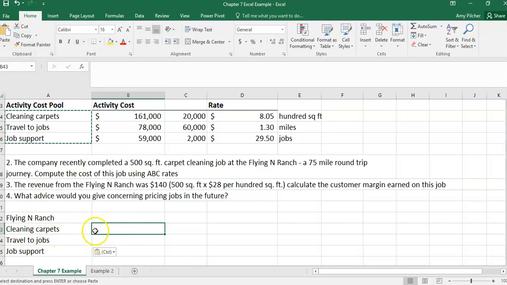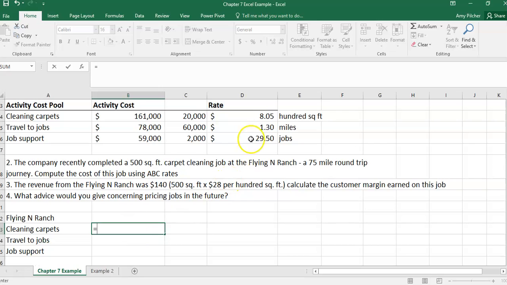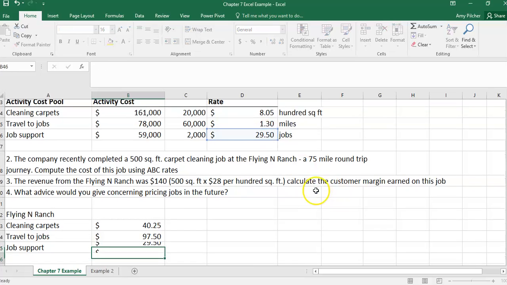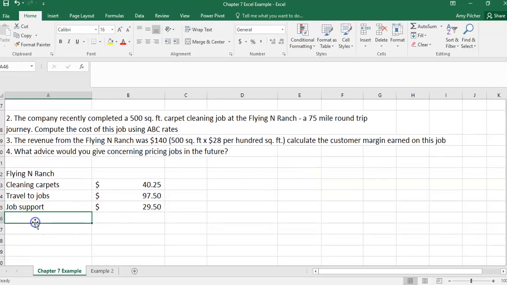So we have our activities. We know that this was 500 square feet. And when we do 100 square feet, we're going to take that times 5. So the cleaning carpets cost is $8.05 times 5. The travel was 75 miles. So 75 miles times our $1.30 per mile. And the job support is a flat fee for every job, $29.50.